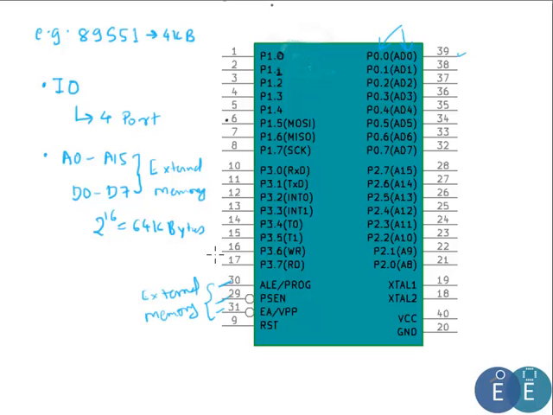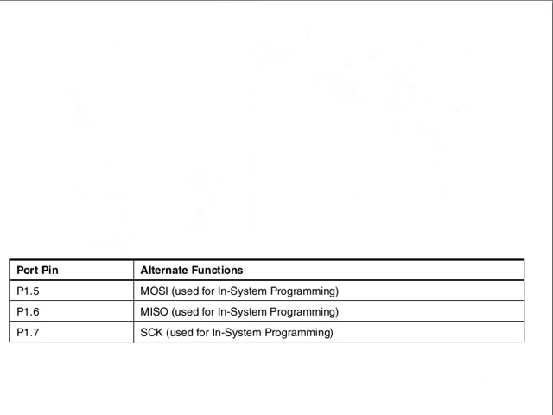Now we are only left with two ports, which are port 1 and port 3. You can also see that even port 1 has an alternate function, which we will discuss in a little while. This is called SPI, the serial peripheral interface. And port 3 has many alternate functions. We'll also discuss all of this in detail. Now let us first start with the SPI, or the serial peripheral interface.